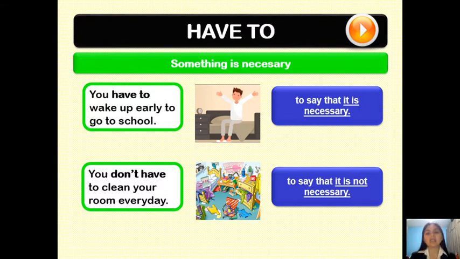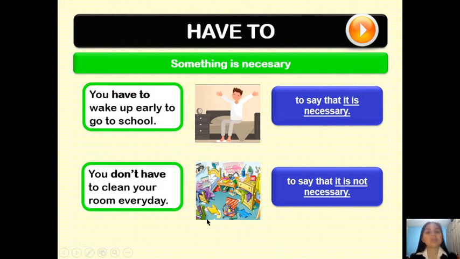Yes, it's necessary what? Wake up early or go to school? What do you think? What is the action that is necessary to do? Wake up early or go to school? It's wake up early, right? Because you say you have to wake up early. What is the following verb after the modal verb? Is wake up. And as you can see in the picture, that is the action that is necessary.